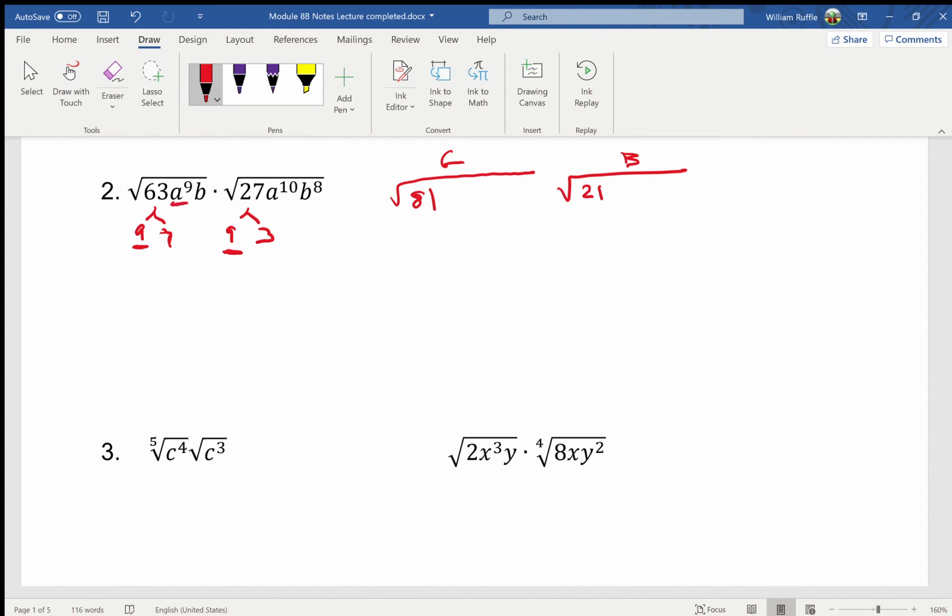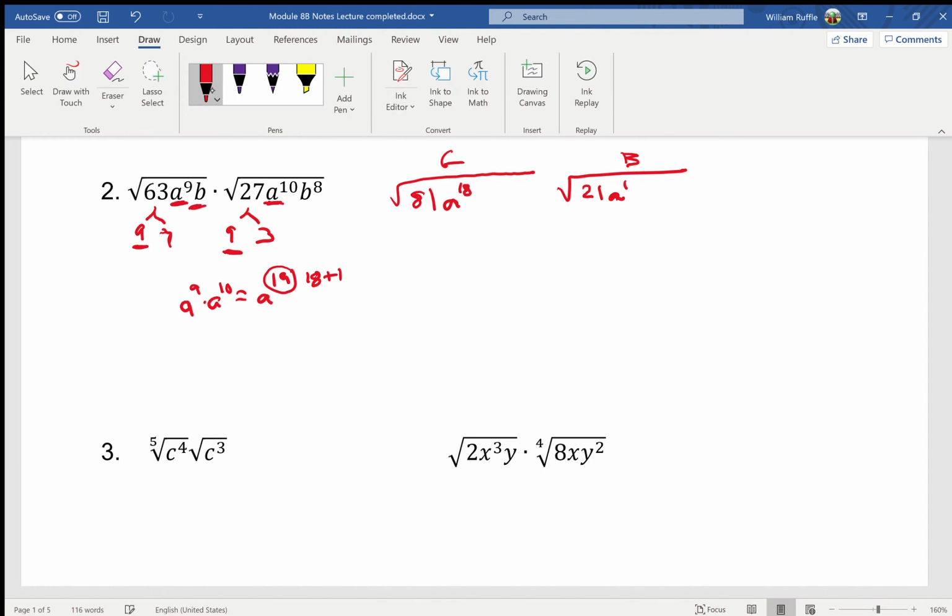Now I look at a to the 9th and a to the 10th. That's really a to the 9th times a to the 10th, which is a to the 19th. Now if I'm looking for perfect squares, what is the highest multiple of 2 that is under 19? Well, that's 18. So I can split this into 18 plus 1. So I'm going to write a to the 18th, a to the 1st.